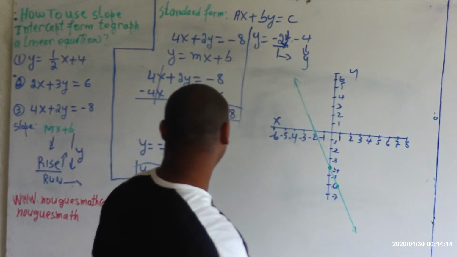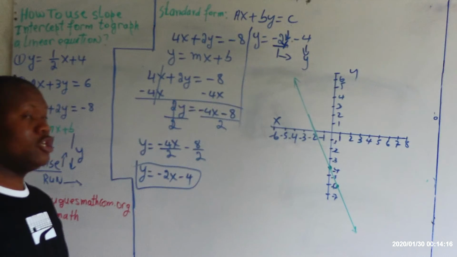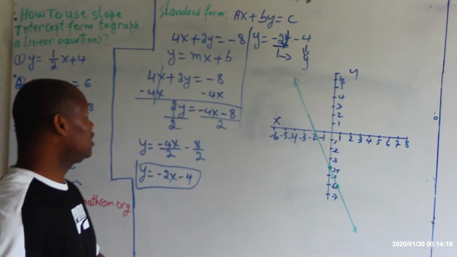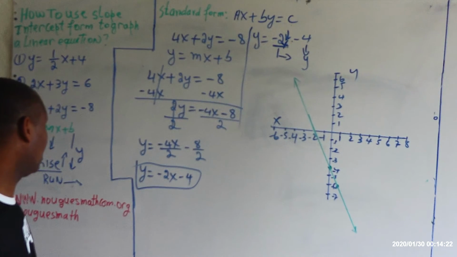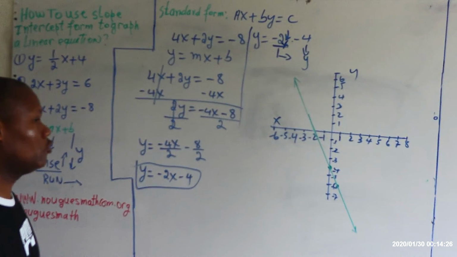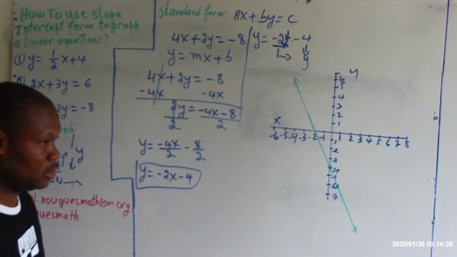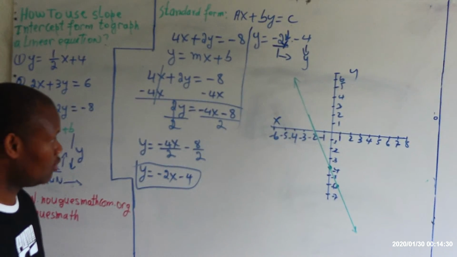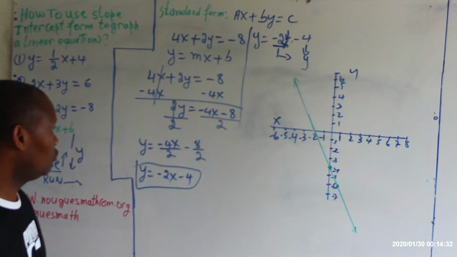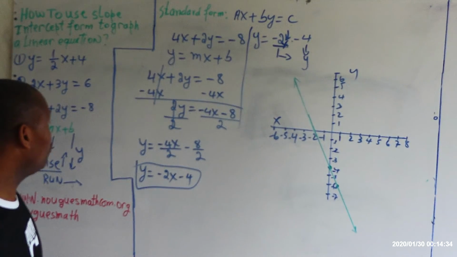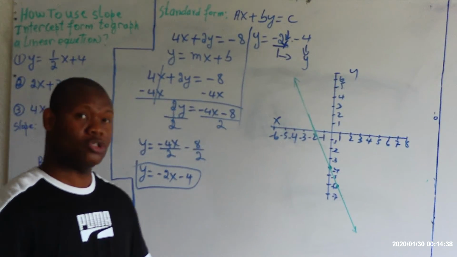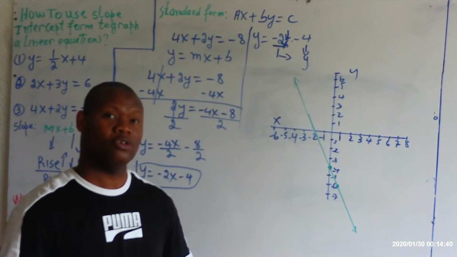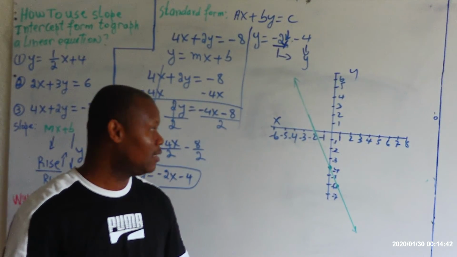So this is how we graph a linear equation using slope-intercept form. This is not difficult, but solving linear equations is the basic you have to know. So you can graph right now. You know how to graph using a table of values, and you also know how to graph using slope-intercept form. That's not bad.